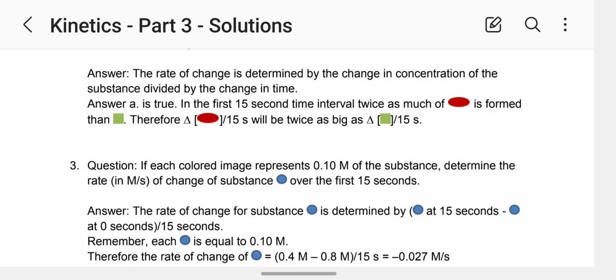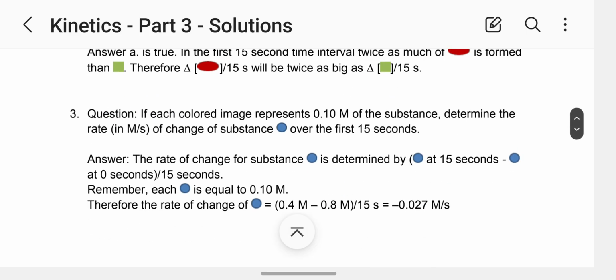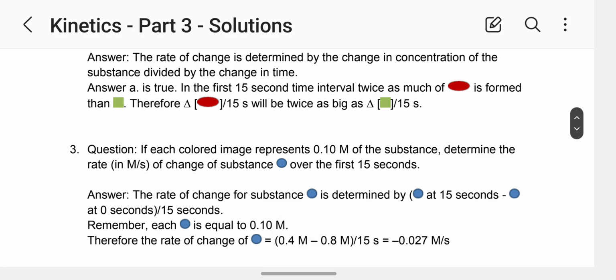Alright, in the first 15 second time interval, the change is twice as much as this one. Therefore, the change in concentration divided by the change in time will be twice as big as the change in concentration of the green one divided by the change in time.